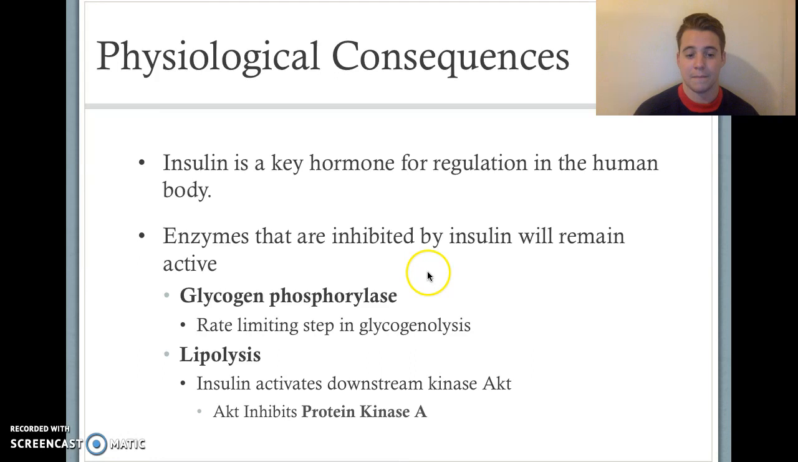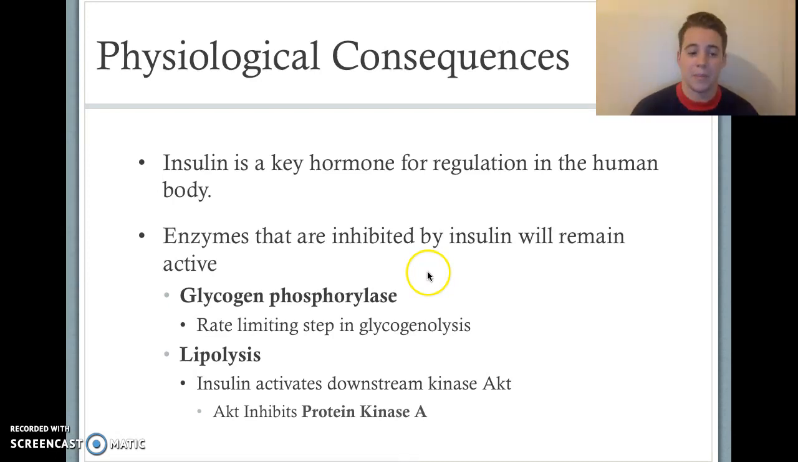These enzymes are still active. So glycogen phosphorylase. So one of the main enzymes in glycogenolysis, the breakdown of glycogen stores in your liver and in your muscles, is going to be constantly breaking it down because we're not getting that glucose out of the blood. We got to take our own stores and get energy somehow.